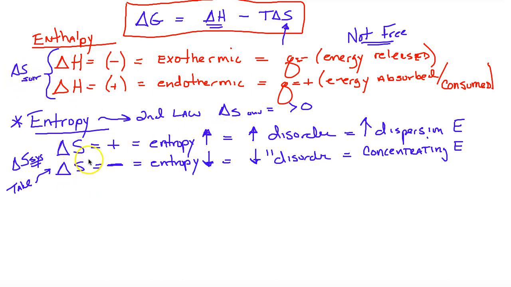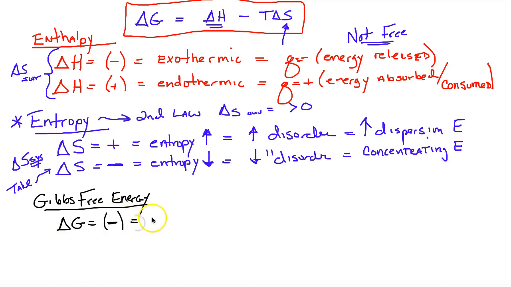Okay, and of course, we have Gibbs free energy. We need a new color. All right, and so we're going to do Gibbs free energy. Okay, and that, of course, is delta G. Delta G is negative when we have a spontaneous process, which means the delta S of the universe, okay, is increasing.